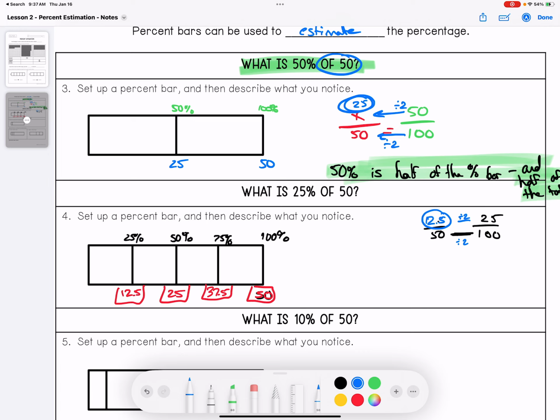Now, here's what I want you to write. You're going to divide the bar into fourths. And then 50% is half of the percent bar. 25% is half of the half, which is 50.